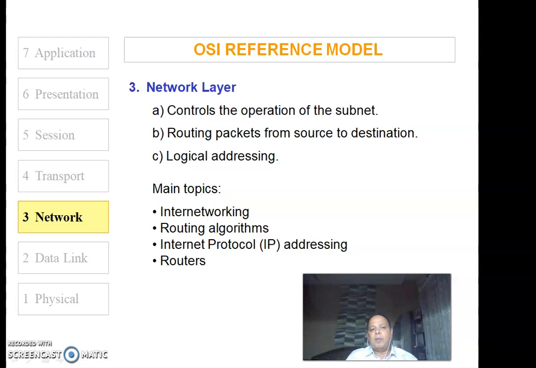So the devices which come at the network layer are routers. You must have heard a term called layer 3 switch or layer 3 router. That means it will encompass the functionality of layer 1, layer 2 and layer 3. So these kinds of things are common in networking.